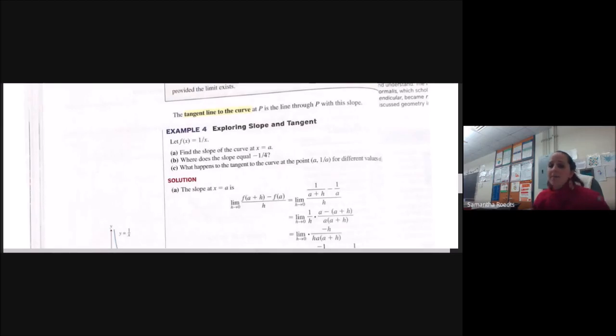So I substitute it in. I have f of a plus h minus f of a. So f of a plus h is 1 over a plus h minus 1 over a. I need to, of course, simplify that, which gives me the limit as h approaches 0 of 1 over h times a minus a plus h over a times the value of a plus h. Simplify some more. I have the limit as h approaches 0 of negative h over h a times a plus h.